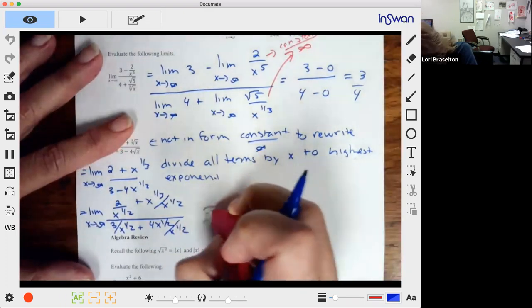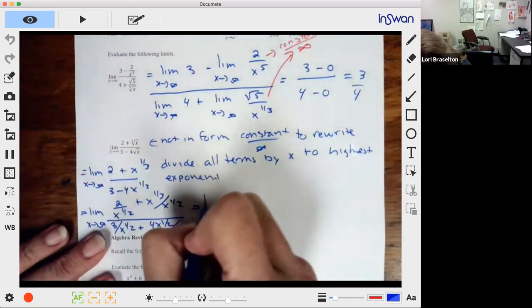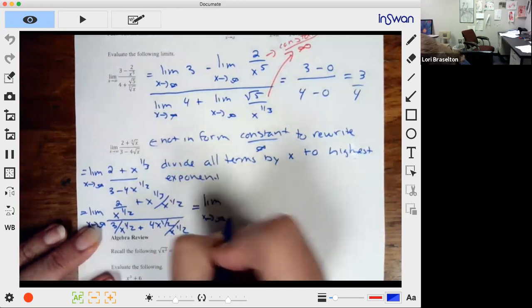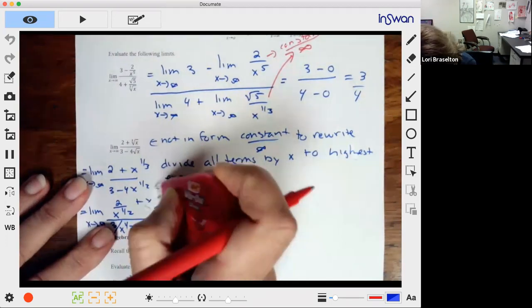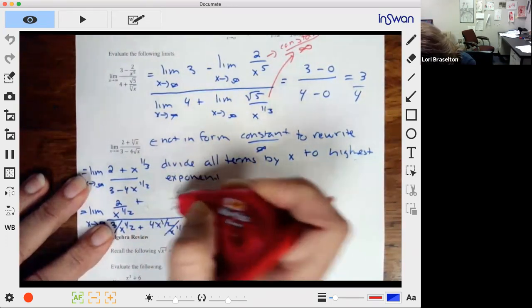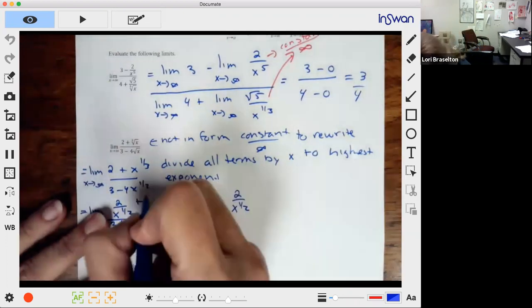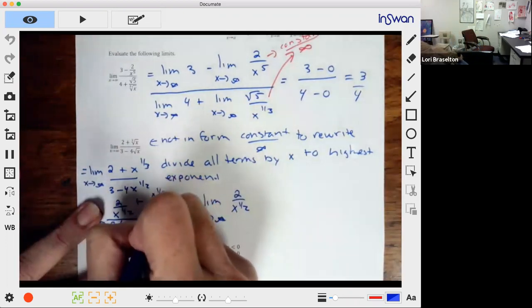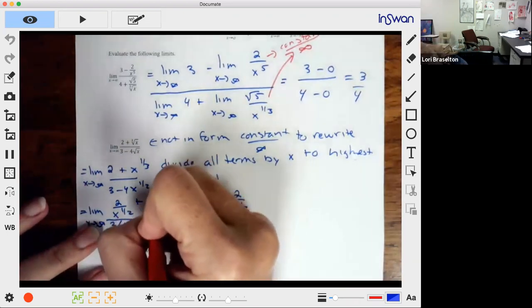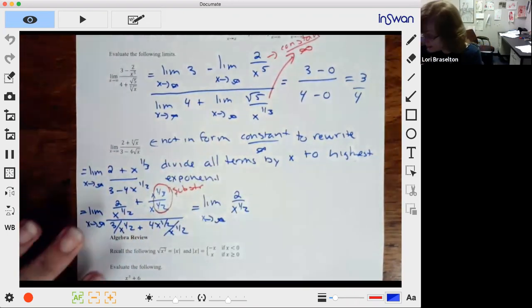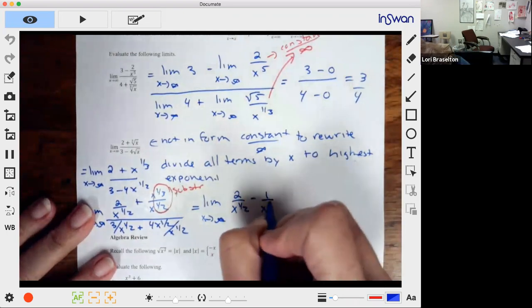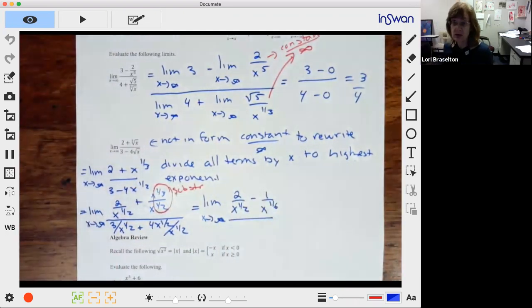Excuse the horrible handwriting. Simplify here. And so here, remember exponents to a fraction. I'm going to rewrite this so it's a little neater. That's x to the 1/3 over x to the 1/2. In a fraction, I subtract my exponents. So that's going to be 1 over x to the 1/6. 1/2 minus 1/3 is 1/6.